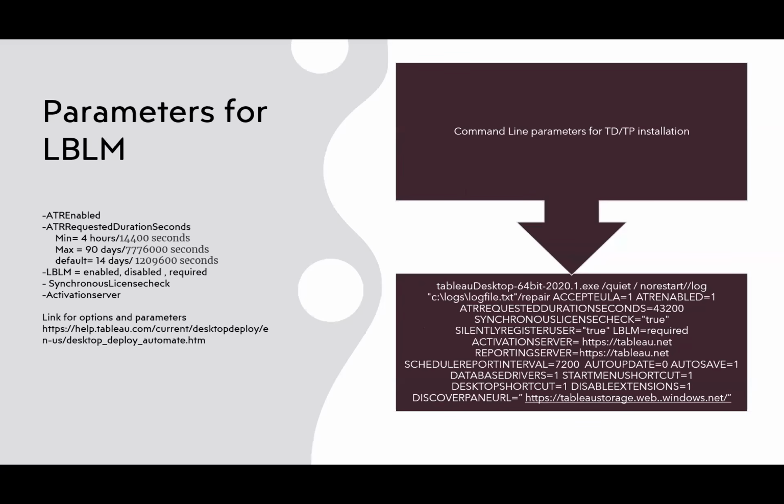As I mentioned, we are handling this with packaging. When we are doing the packaging in the sequencing part, we are using command line parameters for both Tableau Desktop and Tableau Prep installation. These are some important parameters I will be discussing that we have to take into account. The first thing, when you are implementing LBLM, is that ATR enabled is one of the important parameters which you need to mention: ATR enabled equal to 1. When you say ATR enabled equal to 1, that means you are enabling ATR, so the ATR feature can be used.